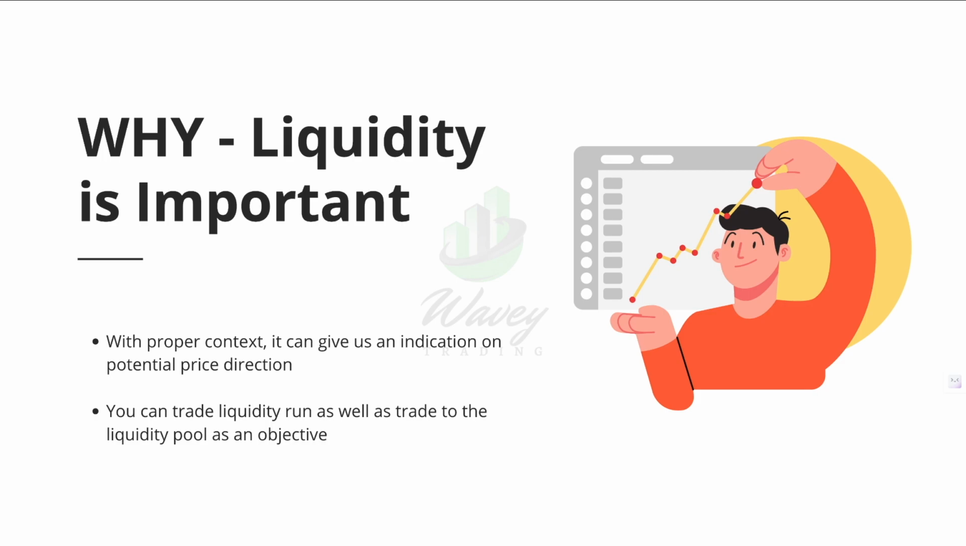And we can trade liquidity in the form of a liquidity run, where price takes out a certain liquidity and then we can trade against that, or we can trade to that liquidity as an objective, right? So let me show you on the chart again here.